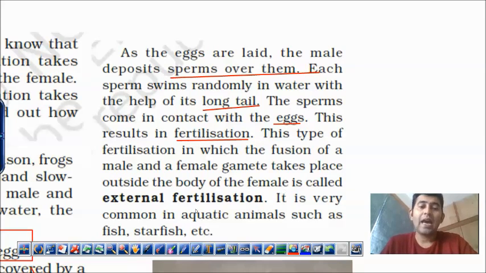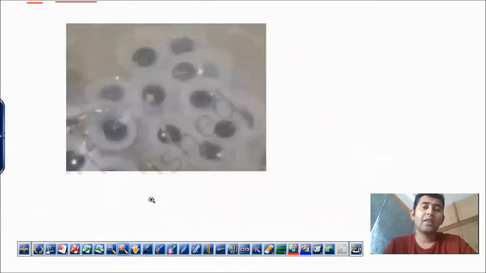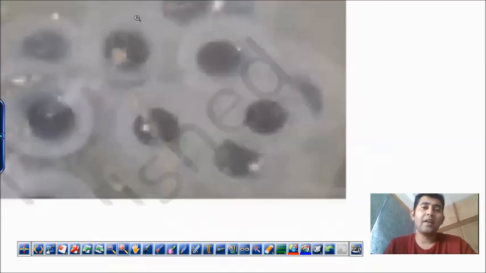That's all. And it is very common in aquatic organisms. जो organisms पानी में रहते हैं, उनका fertilization external होता है, such as in case of fish, starfish and frogs. This is a bad photo, but I hope you can see कि ये अंडे है और ये ब्लैक ब्लैक उसका न्यूक्लियस है.